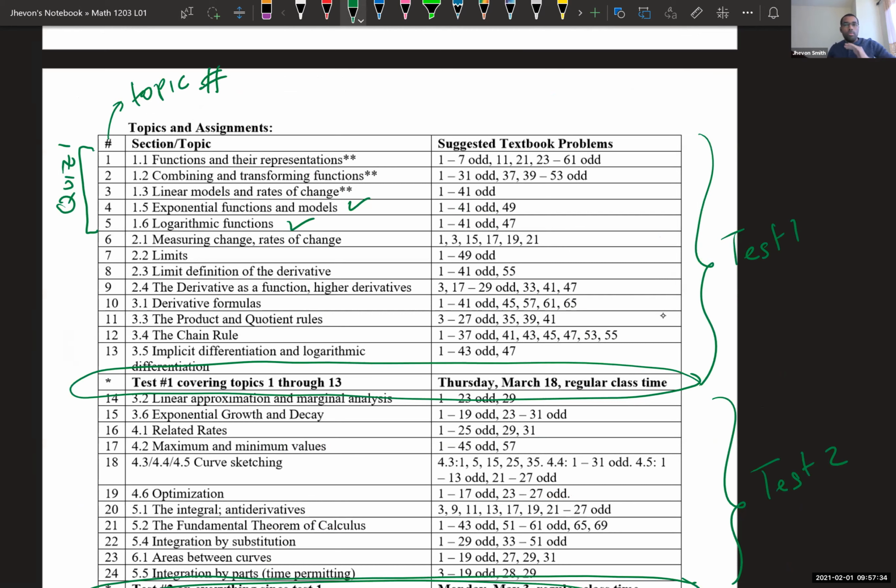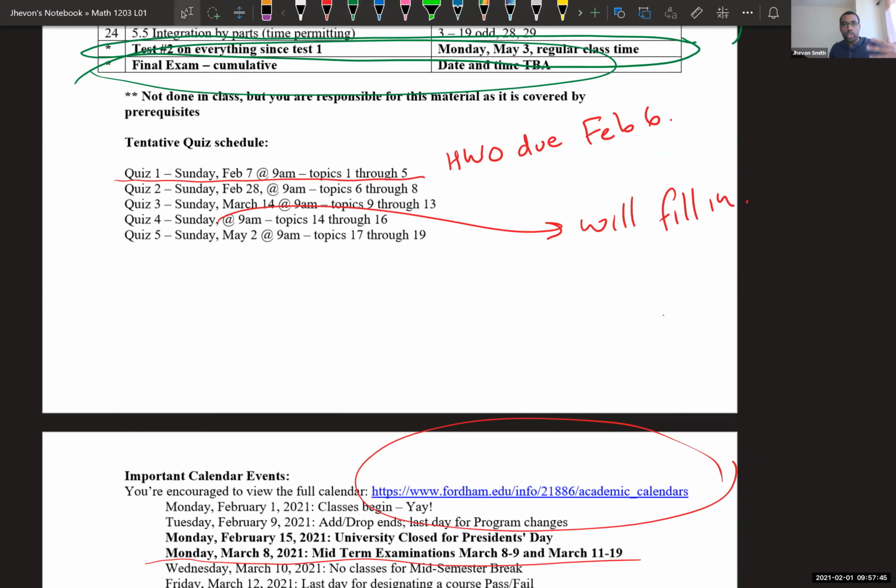Okay. So you know when all your tests and quizzes are going to happen. You know what they're going to cover ahead of time. So that hopefully will help you get prepared. Right now, I only have 1 homework posted. That's homework 0. I'll try to post a lot of the homework ahead of time as well. So you can go ahead, but try to, at the very least, keep up with the class.